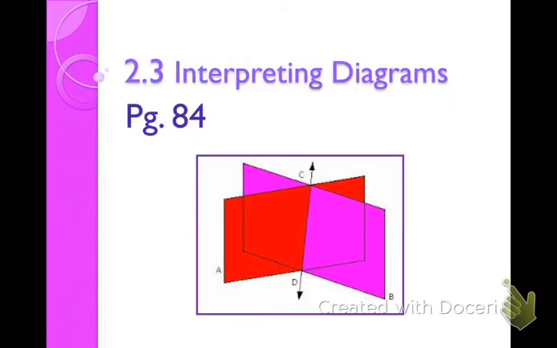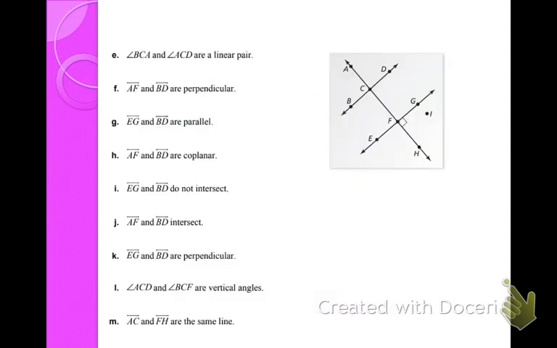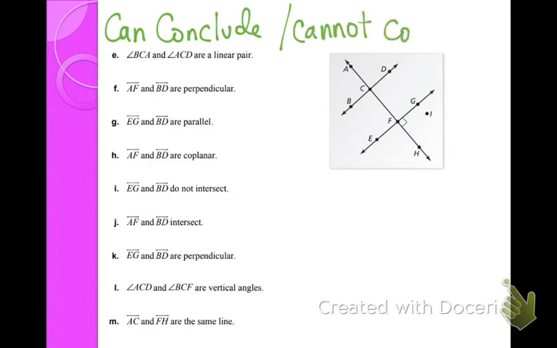This is interpreting diagrams. So you're going to be given planes, like this is a pink plane and a red plane, that are intersecting, and you'll have to find out what you can conclude from a picture and what you cannot conclude from a picture. So this is what you have. Your instructions say determine what you can conclude, right? So we're going to write can conclude, or we're going to write cannot conclude.